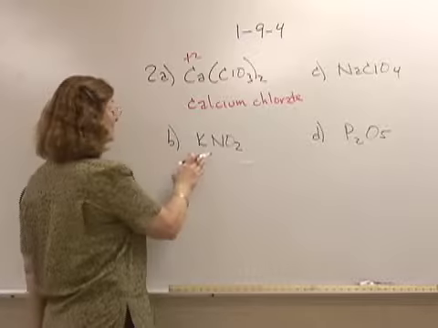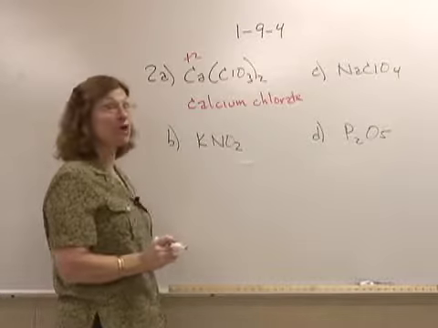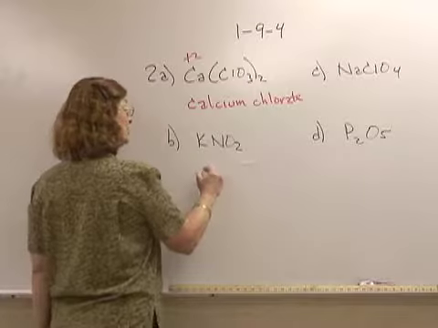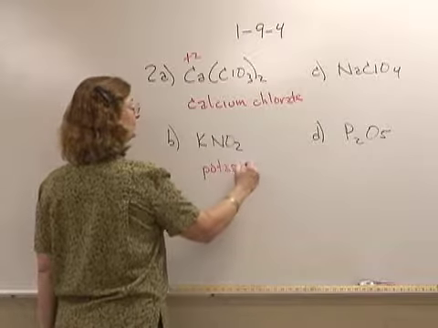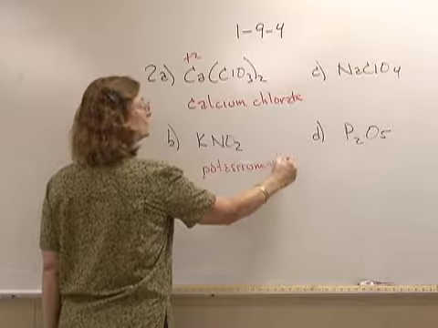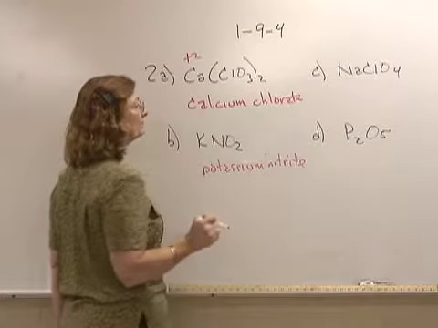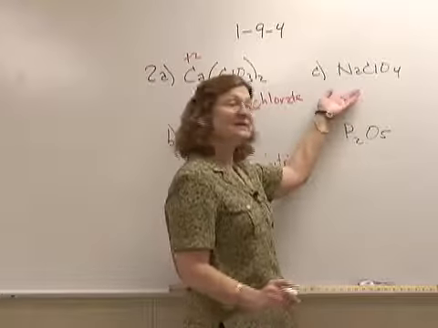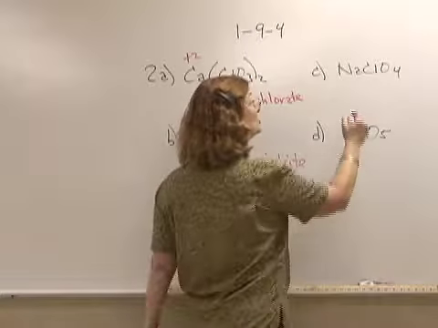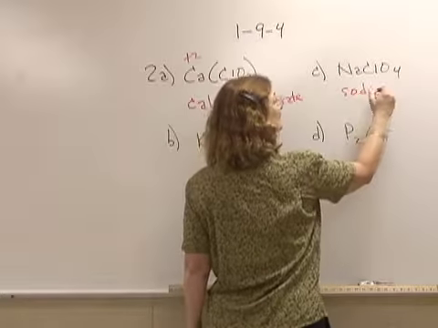In B, potassium is an alkali metal, and it's always plus 1. So it's just potassium nitrite. Again, sodium is an alkali metal, and so it's just sodium perchlorate.